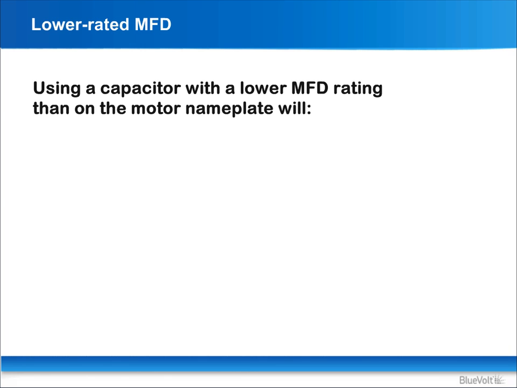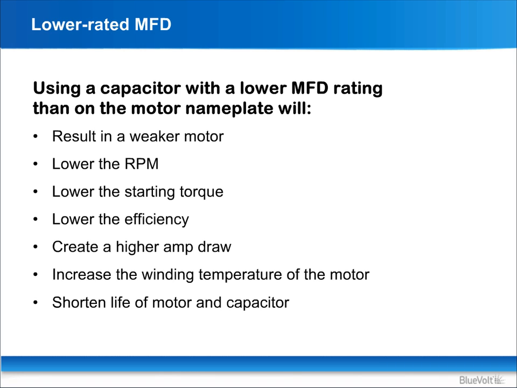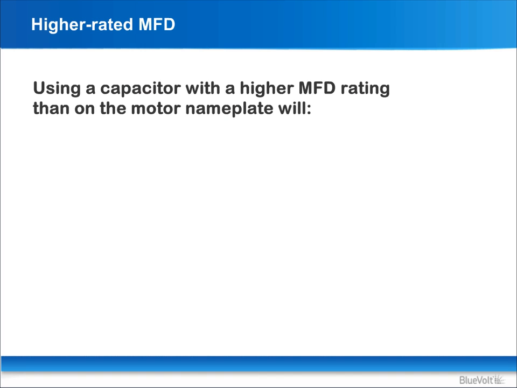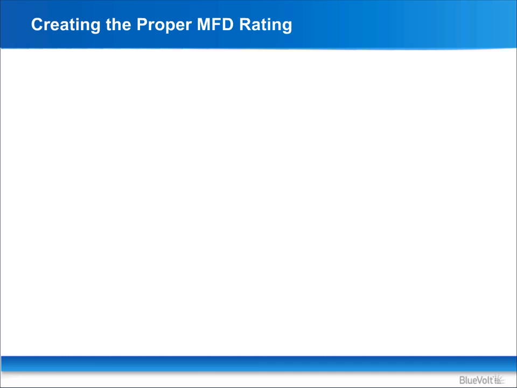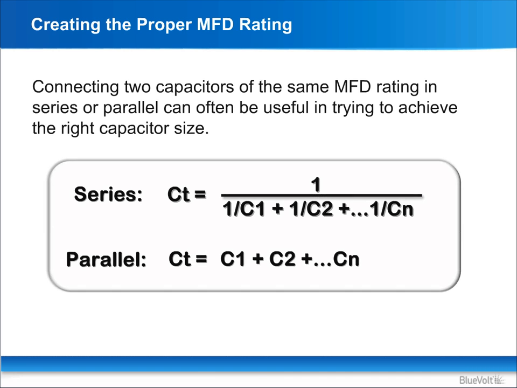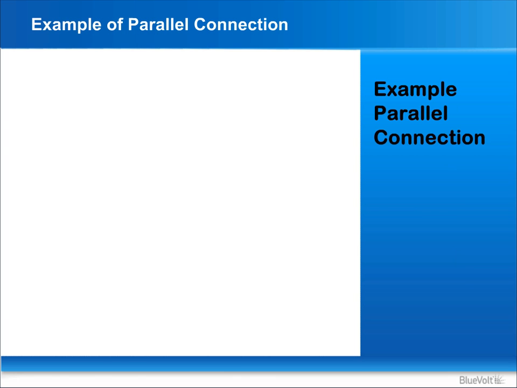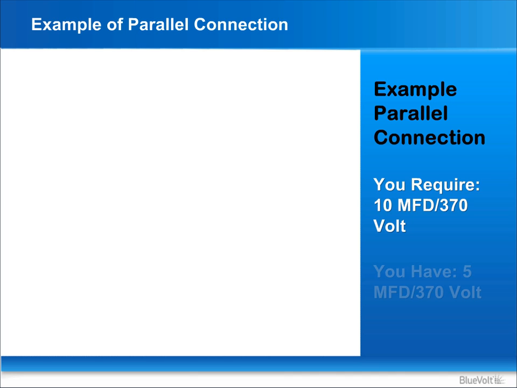Using a capacitor with a lower MFD rating than on the motor nameplate will lead to the issues listed. Using a capacitor with a higher MFD rating than on the motor nameplate will lead to the issues listed. If a capacitor with the required MFD rating is not available, you can create the proper rating by connecting capacitors in series or parallel. Let's take a look at how to connect the capacitors for either series or parallel. Perhaps a 10 MFD 370-volt capacitor is required, but you only have two 5 MFD 370-volt capacitors available.